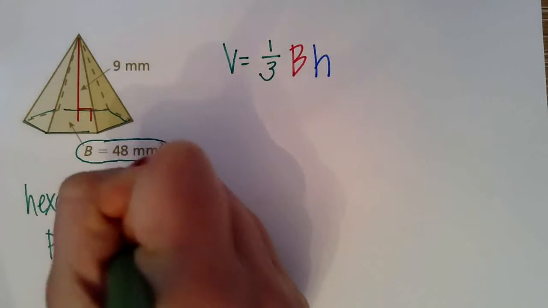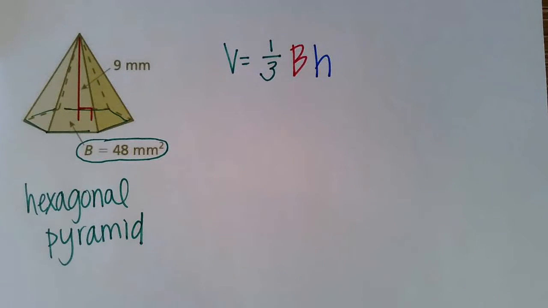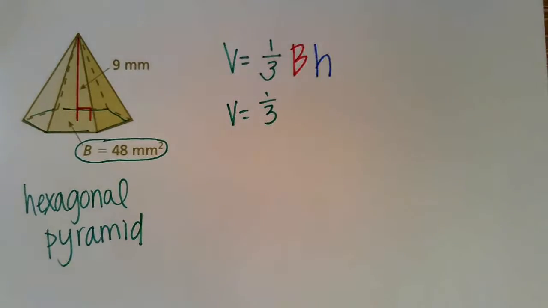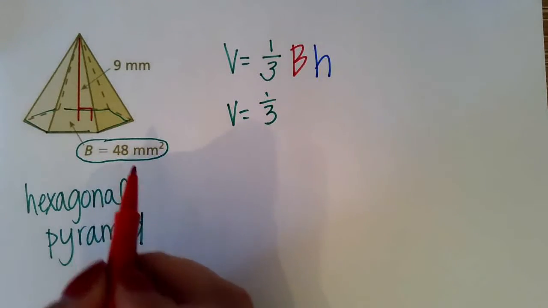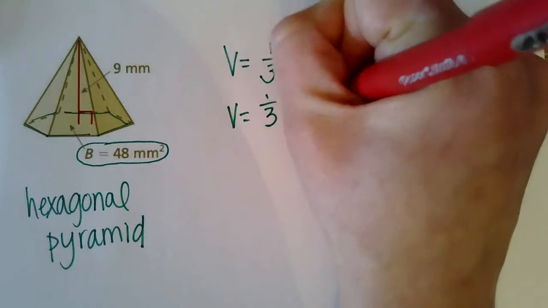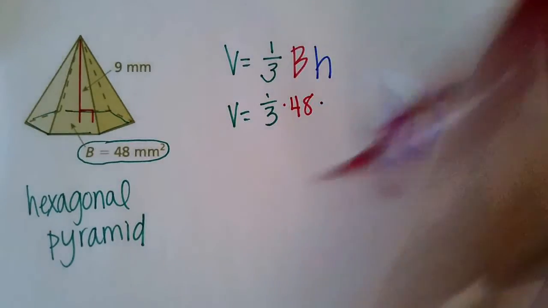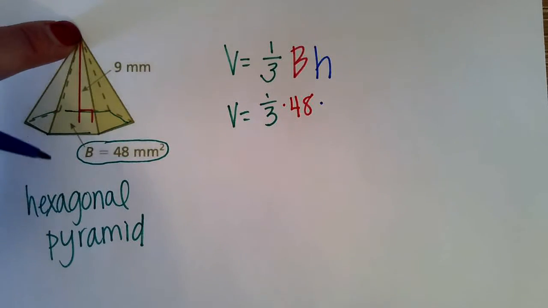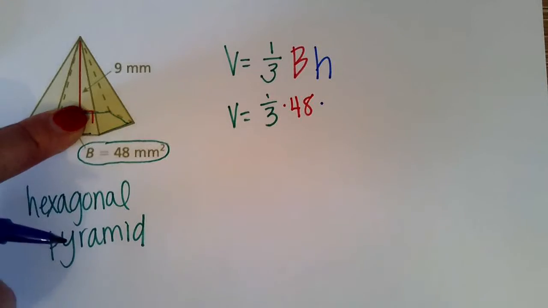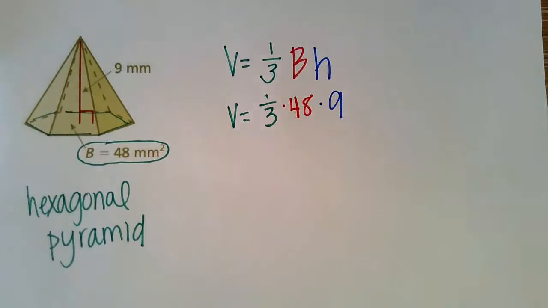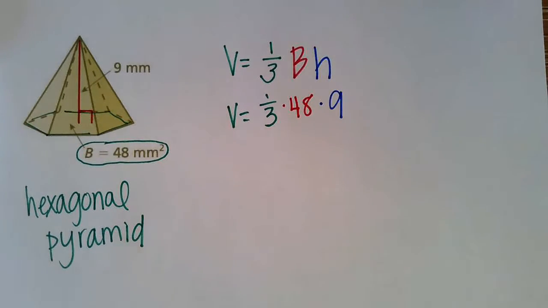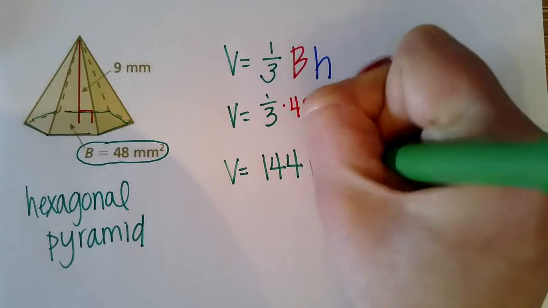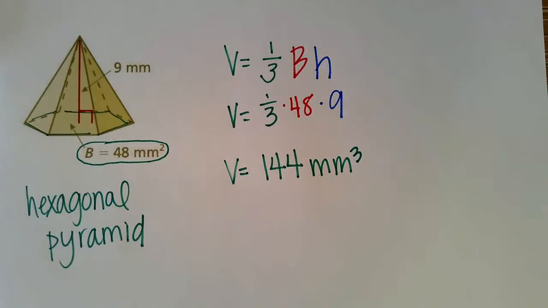But our formula stays the same. I plug in volume equals 1/3. Now I already have my base. They've done the hard work for me. And I write 48. And then once again, the vertex across from my base down to meet my base at a right angle gets me that 9. I multiply that all together, giving me a volume of 144 millimeters cubed.